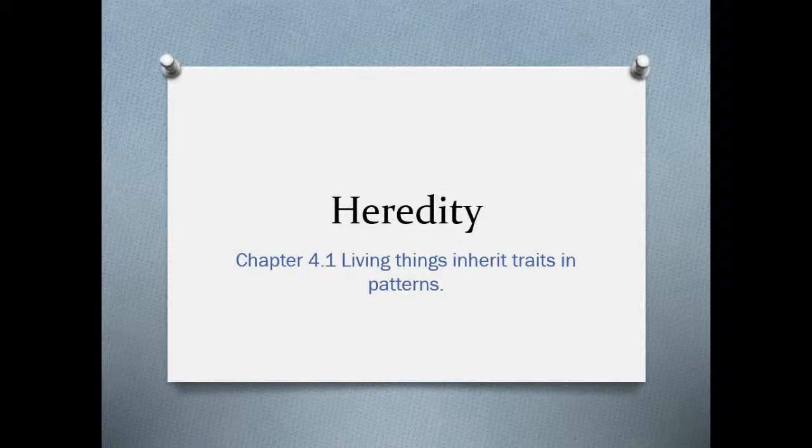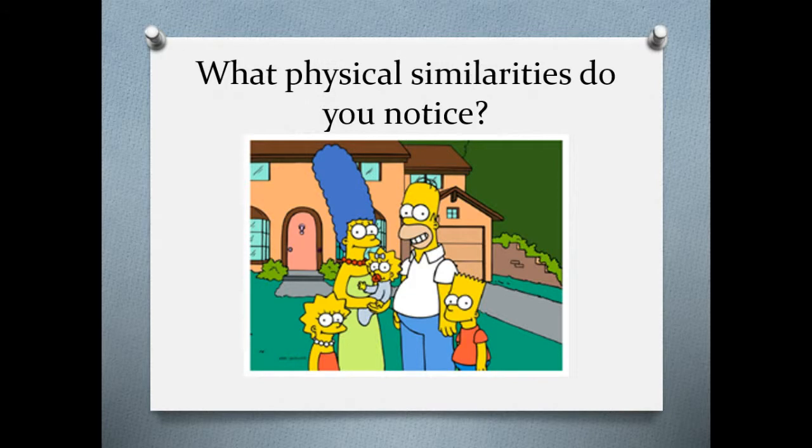Now that we've learned all about cell division and its role in reproduction, let's learn about heredity. In Chapter 4.1, the key concept is that living things inherit traits in patterns. Let's start with The Simpsons. What physical similarities do you notice in this Simpson family?